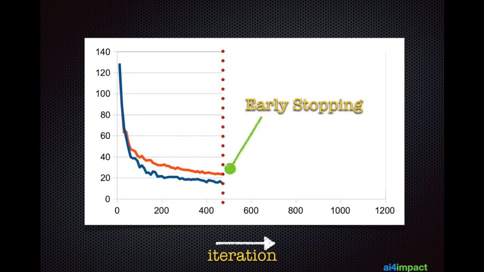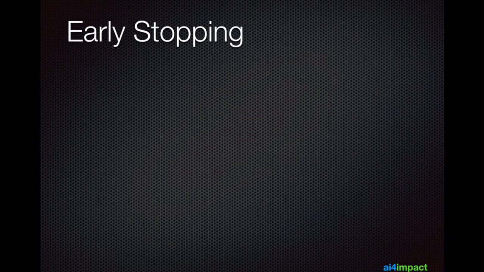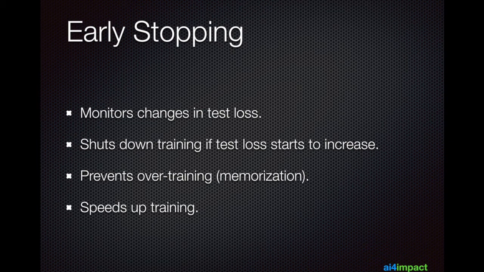A simple way is to stop training as soon as we notice test losses going up instead of going down. This mechanism is called early stopping. It simply stops training when the test loss starts to rise. Early stopping monitors changes in the test loss, and it shuts down training if the test loss starts to increase. This prevents overtraining or memorization, and it also indirectly speeds up training because you are using fewer training iterations.